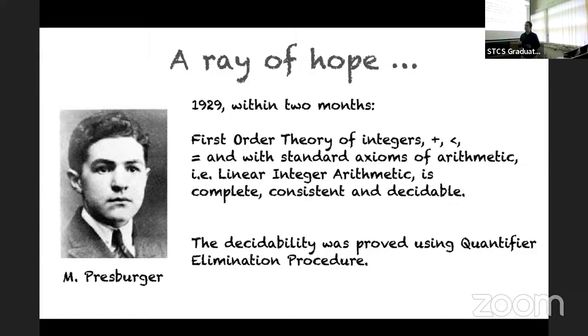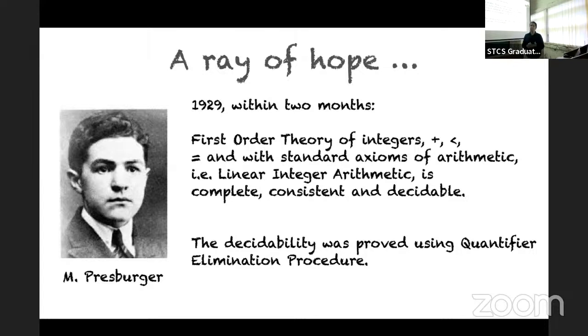That's what I'll say. So multiplication was omitted. So within 2 months, this guy came up with a solution. And it was a positive solution. It was a ray of hope for both Ackermann and Hilbert. And he basically showed that the first order theory of integers with just addition, comparison operators, of course equality, and standard axioms of arithmetic, so to be precise, it's linear integer arithmetic, is complete, consistent, and decidable.